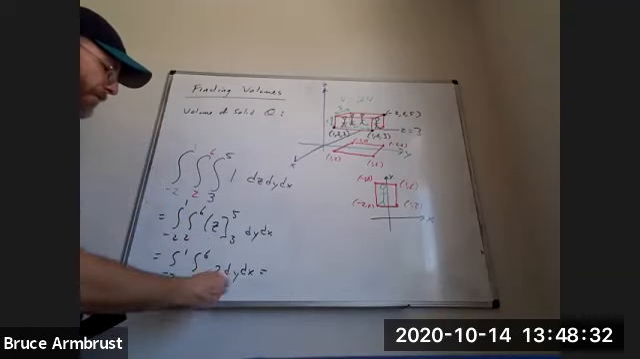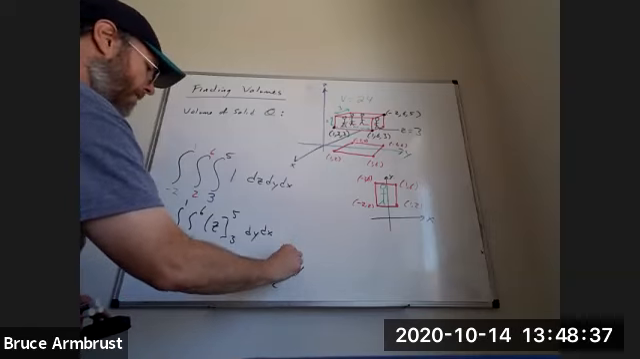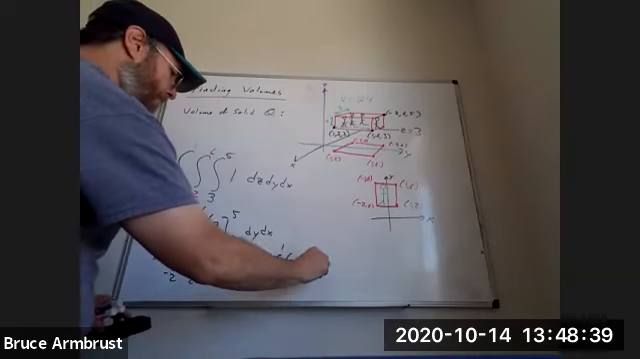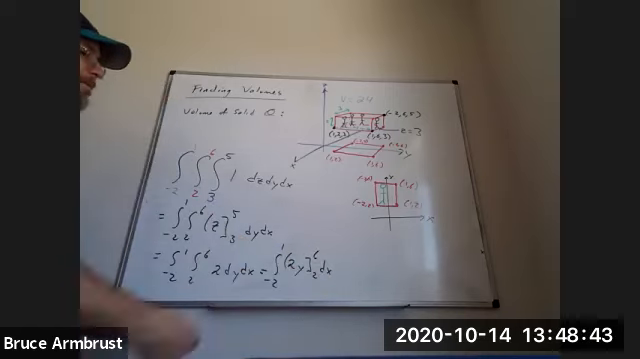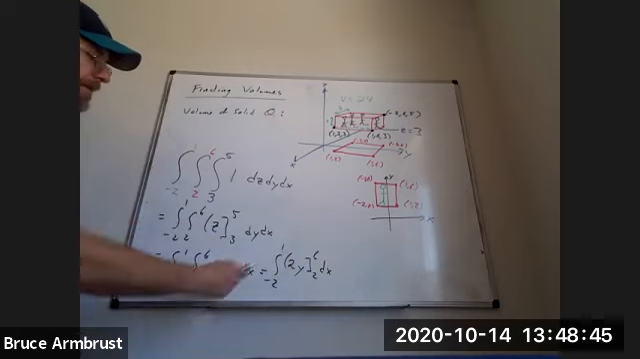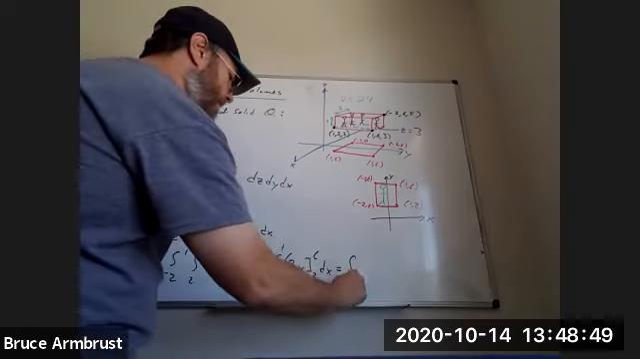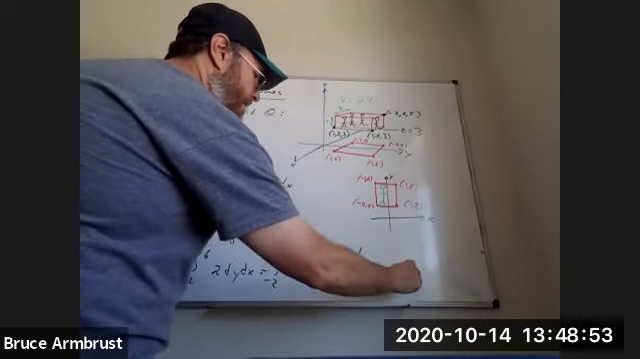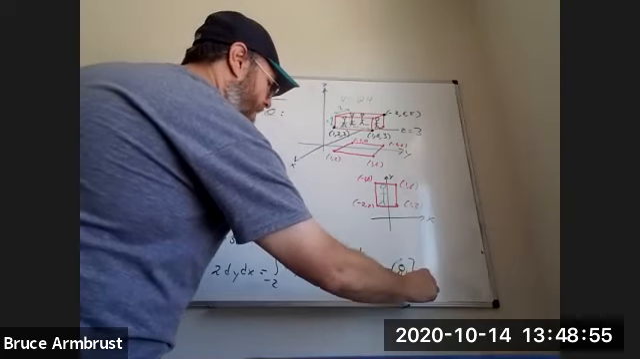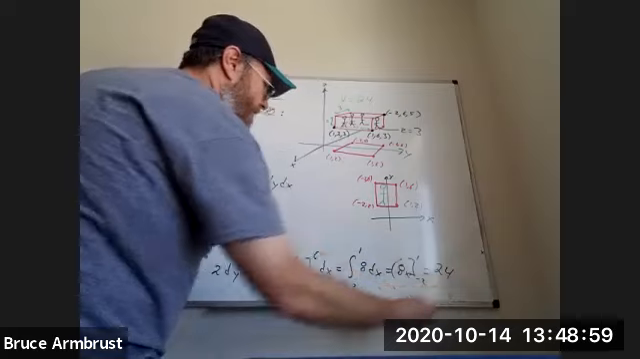All right, well, integrating 2 with respect to y gives us 2y that we need to evaluate from 2 to 6. Well, plug in 6, we get 12. Plug in 2, we get 4. 12 minus 4 is 8. So we now have the integral from minus 2 to 1 of 8 dx. Well, that's 8x evaluated at minus 2 and 1. 8 minus negative 16 is 24.